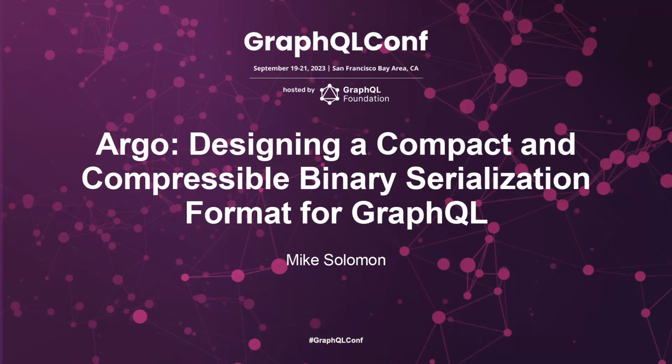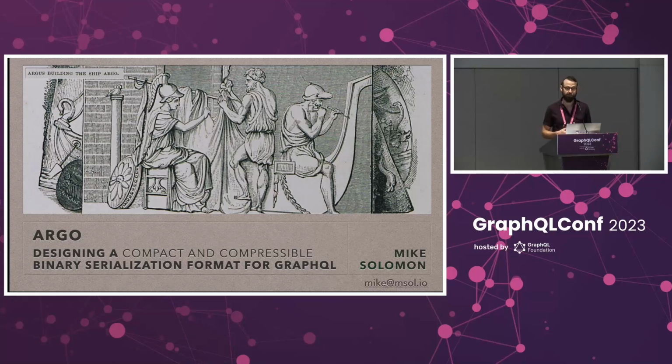Welcome to Argo, designing a compact and compressible binary serialization format for GraphQL. Today we're going to do a speed run through the design process for making a GraphQL-specific serialization format. I have a reference implementation and a whole spec written for Argo, so you can even try it out later with a fully fleshed out version if you're interested.